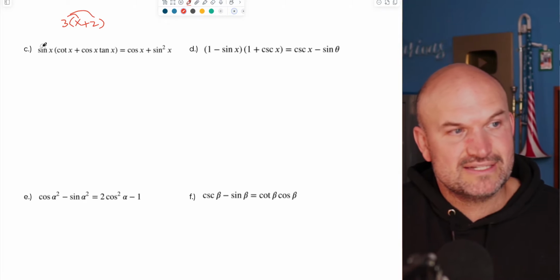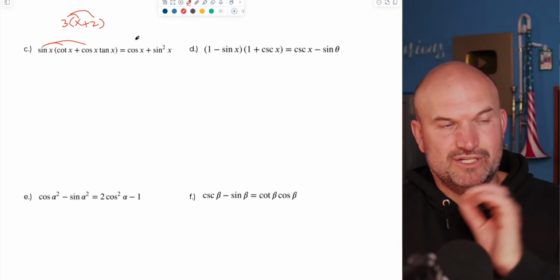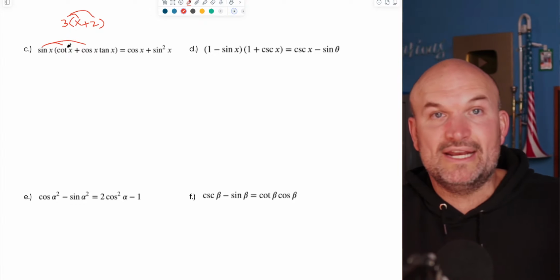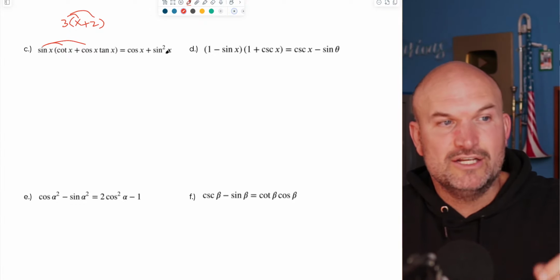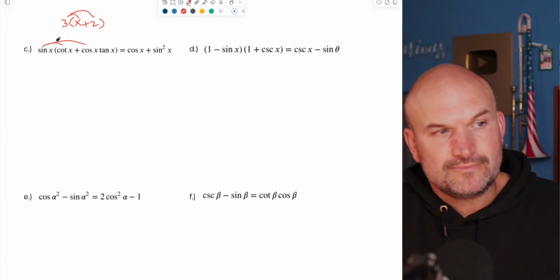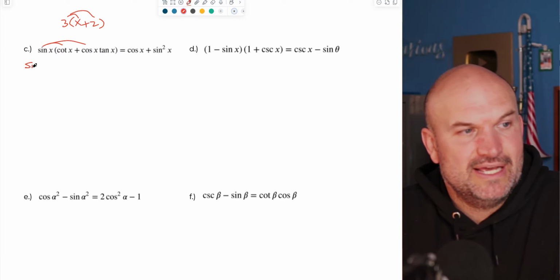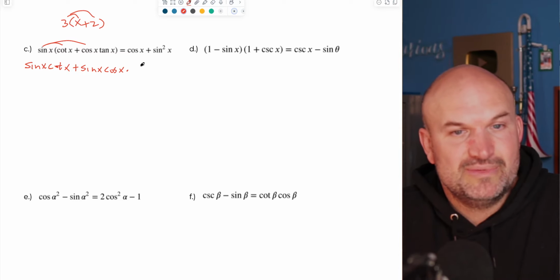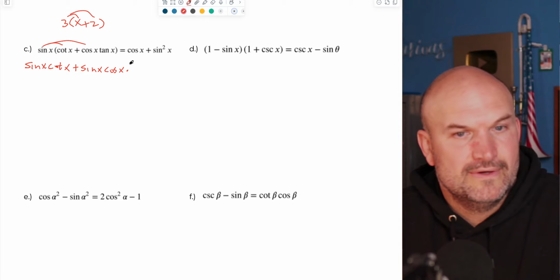Multiply this sine of x times everything. There's no multiplication over here on the right-hand side. So we could work on the right-hand side, but in my opinion, it's a lot easier to get rid of parentheses by applying multiplication than to create parentheses by factoring out a term. So if we apply multiplication here, I'm now going to get a sine of x times a cotangent of x, plus a sine of x times cosine of x, and then tangent is going to be a sine over a cosine, so there'd be a sine over a cosine of x.